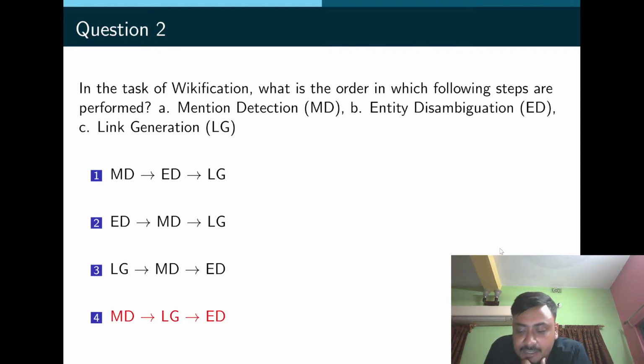All right, so the answer is this. Now you have to understand why. The first step is mention detection. As you know, you have to first find out all the mentions of named entities in the document. That has to be done first, and then you have to generate links between them and the different Wikipedia articles. And then finally, after generating the links, you can do disambiguation. Okay, so that is the process.